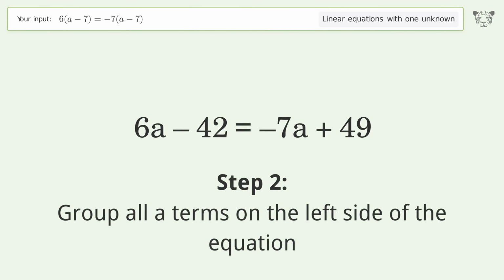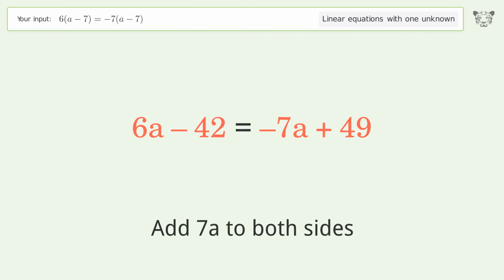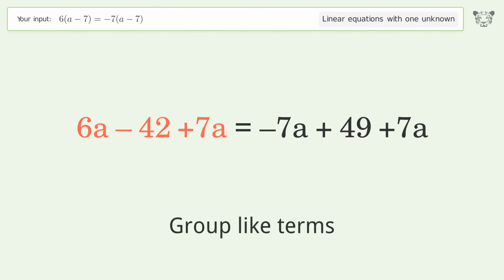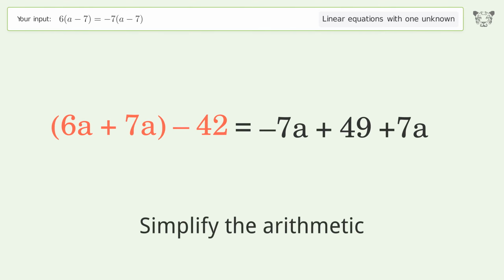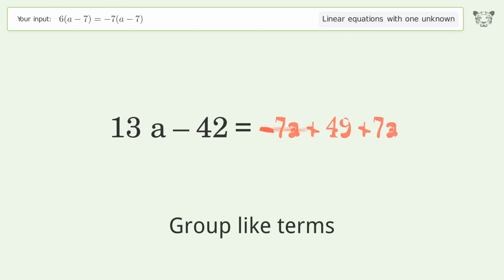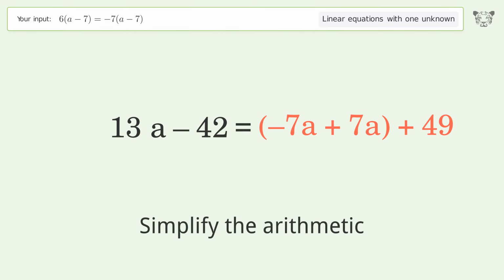Group all a terms on the left side of the equation. Add 7a to both sides. Group like terms. Simplify the arithmetic. Group like terms. Simplify the arithmetic.